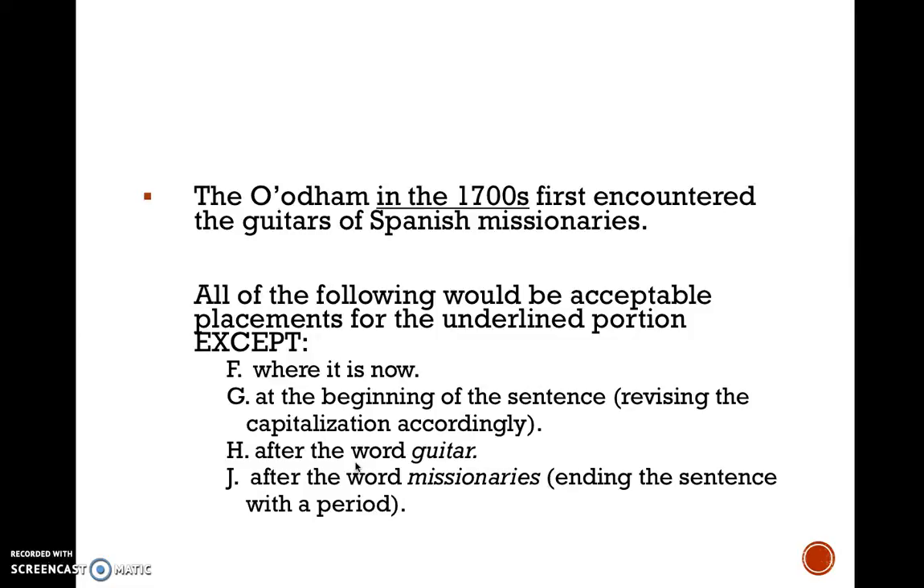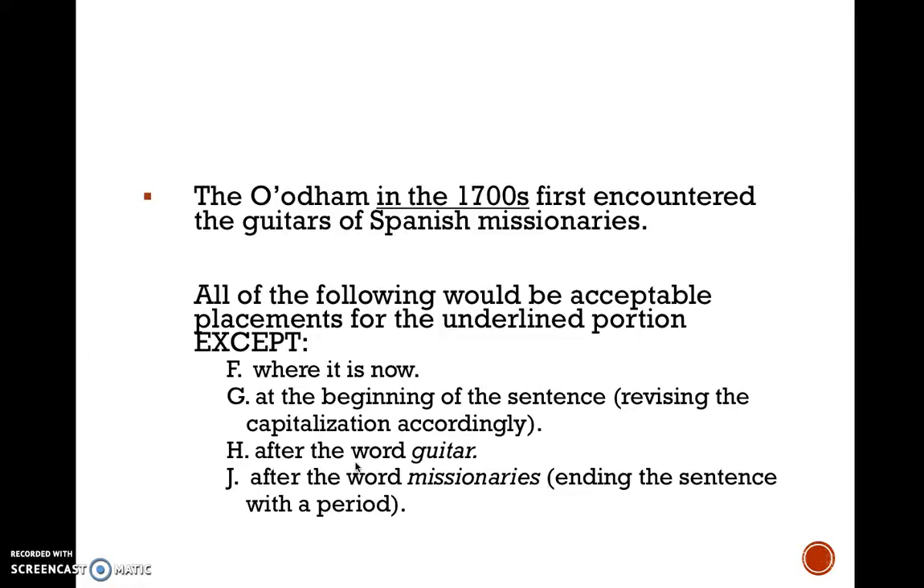Now, if we want to move it to the beginning, in the 1700s, the Odom, it's really close to the Odom. That's where we want it to be, because we want our modifiers to be close to the words they are modifying. And the Odom is being modified, therefore it should be close. So it works fine with G. What about after the word guitars? The Odom first encountered the guitars in the 1700s of Spanish missionaries. Now, that doesn't sound right, because what's happening in the 1700s? The Odom are doing something. We want it to be close to the Odom, for the most part. So H is a possible incorrect answer.